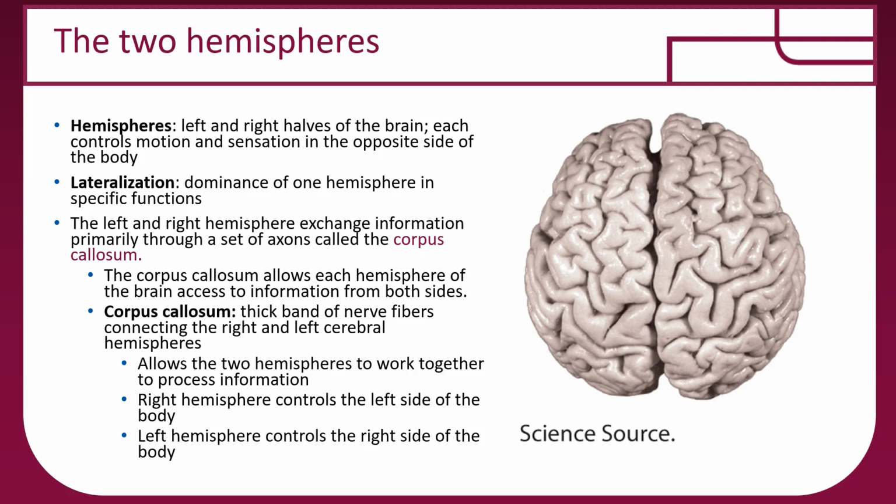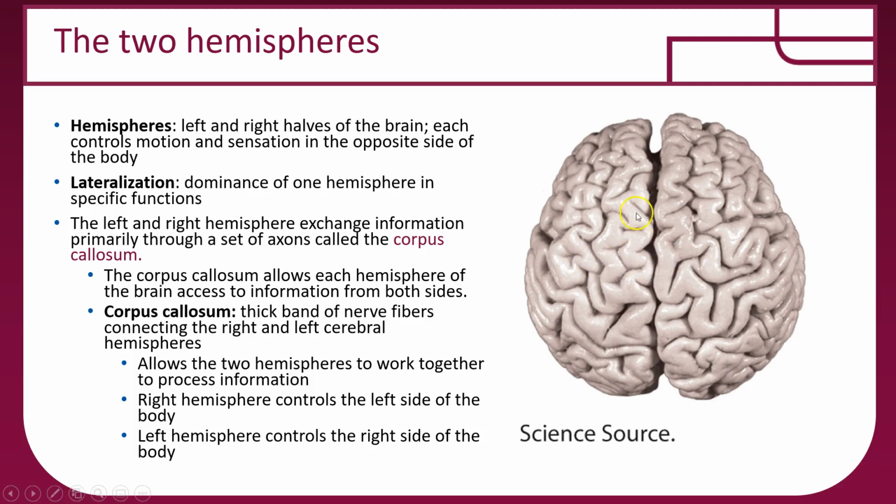And so now let's start talking about the brain. The brain has two hemispheres. Here they are, or two halves. You have a right and a left hemisphere of the brain, and they each control movement and sensation on the opposite side of the body. So your right hemisphere controls the movement of the left side of your body, and your left hemisphere controls the information from the right side of your body.